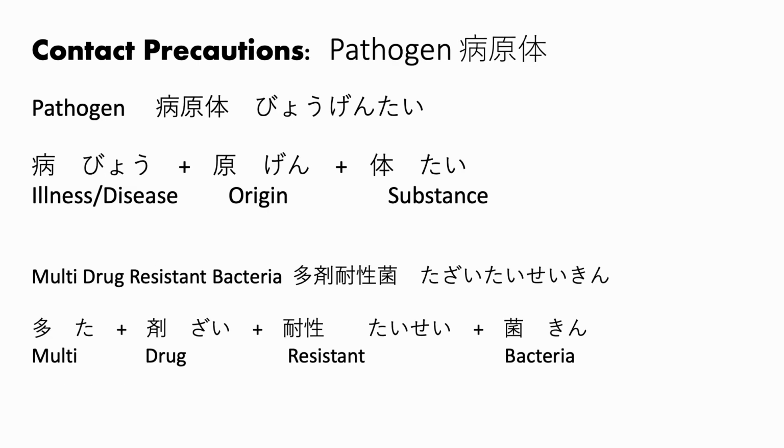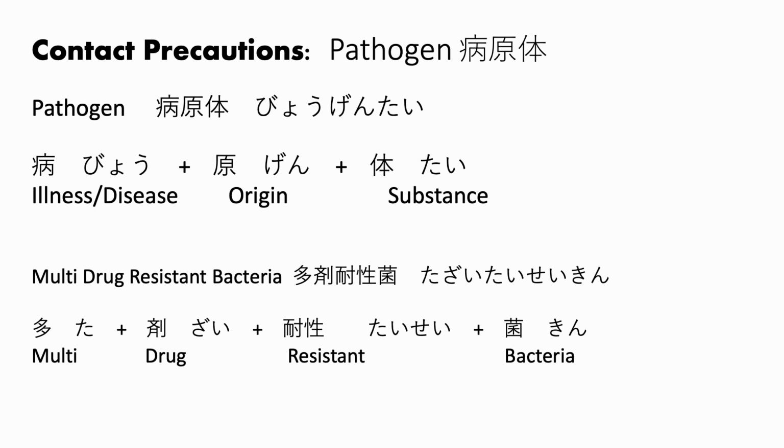Next, we're going to look at the pathogens that require contact precautions, and the word for pathogens is byogentai. Breaking the word down, it is made up of three kanji, the first being byo, which is for disease or illness, gen, which is the kanji for origin, and tai, which we often see for body, but in this context means substance, together making byogentai, or disease origin substance, which describes the meaning of a pathogen.